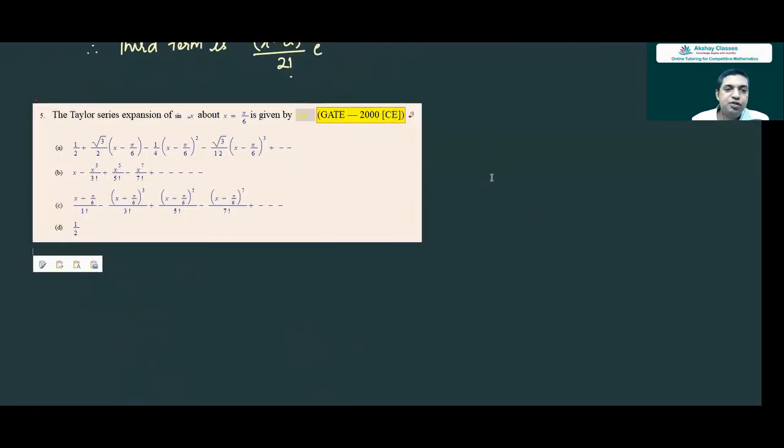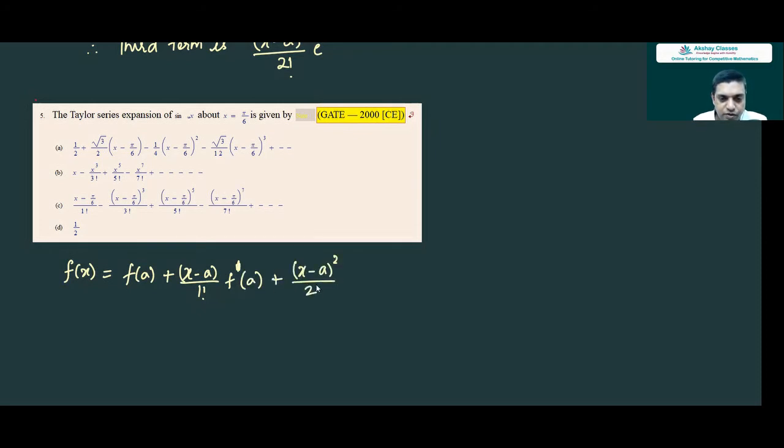The Taylor series expansion of sin x about x equal to pi by 6. So how many terms? Let us see. At least 4 terms we can expand. So f of x is f of a at pi by 6 we have to do. Then x minus a by 1 factorial into f dash a plus x minus a the whole square by 2 factorial into f double dash a, and so on.